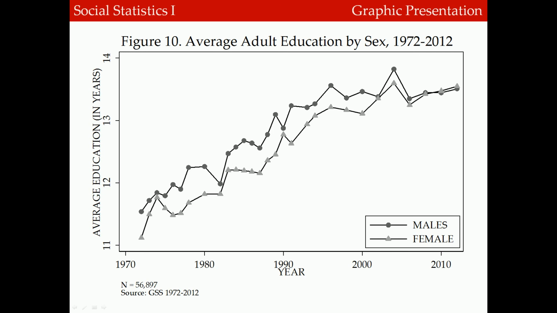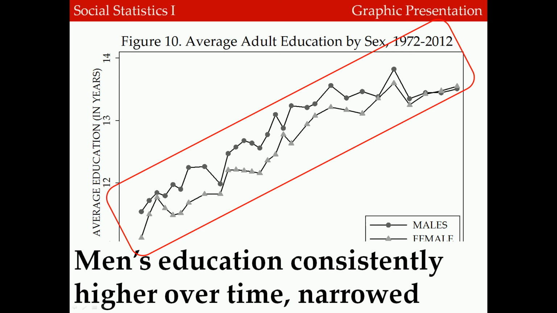What if we wanted to represent distinct groups? This graph shows the average adult education in the same years, 1972 to 2012, separately for males and females. So what's the trend here? Well, we can see that men's education is consistently higher over time than women's education, although the difference seems to narrow towards the end of the time series.